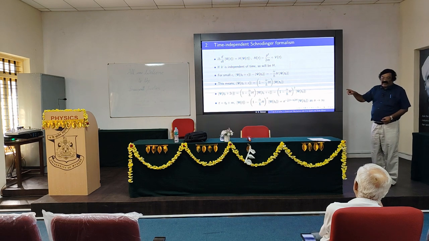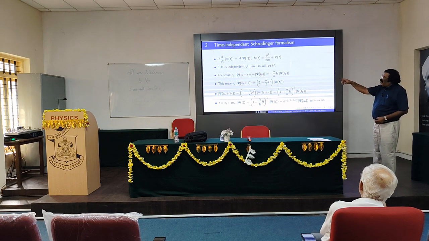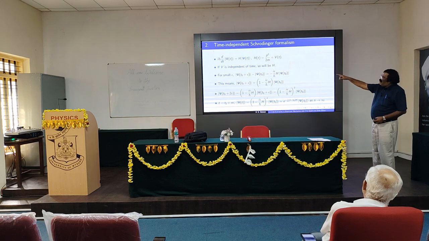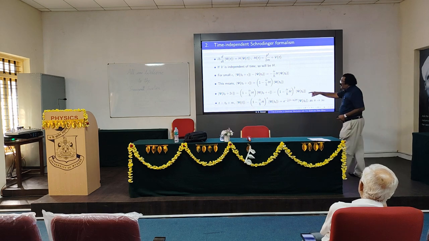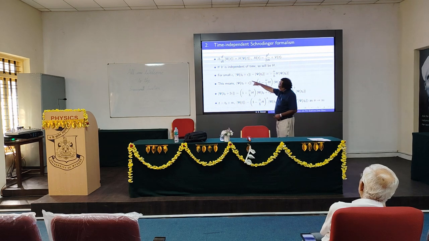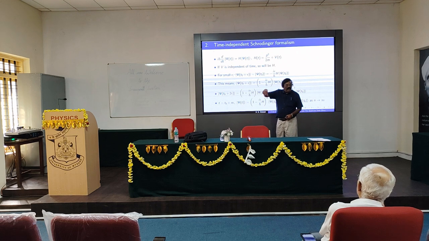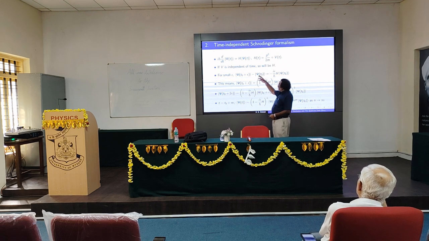How do you solve this equation? Look at the first equation: iħ dψ/dt = Hψ(t). You can write it using the definition of the derivative: for small epsilon, (ψ(t₀ + ε) − ψ(t₀))/ε is dψ/dt, right? So I am sending that epsilon to the other side.